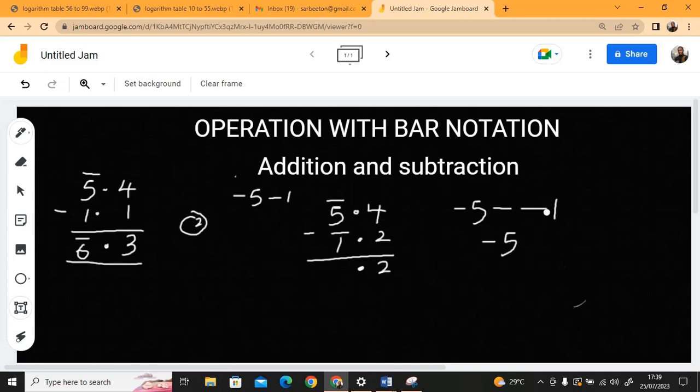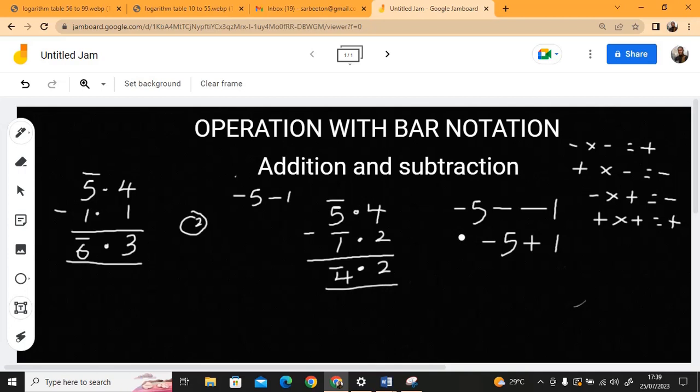So minus times minus is plus 1. So let me give you the rules. Minus times minus equals plus. Plus times minus equals minus. Minus times plus equals minus. Plus times plus equals plus. Now, minus 5 plus 1 is minus 4, right? So what we have is bar 4. That is that. Very simple.